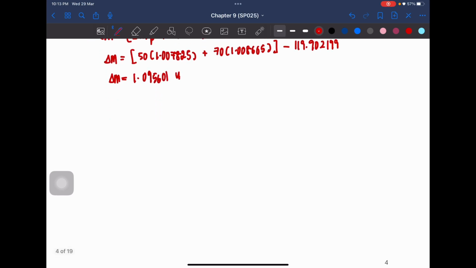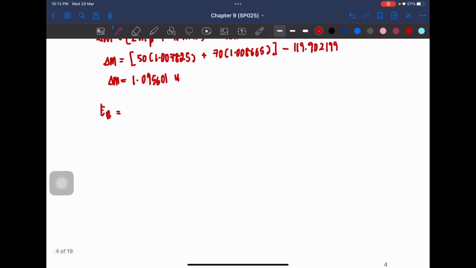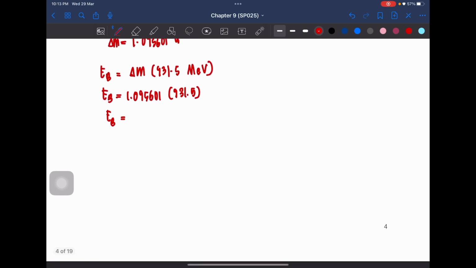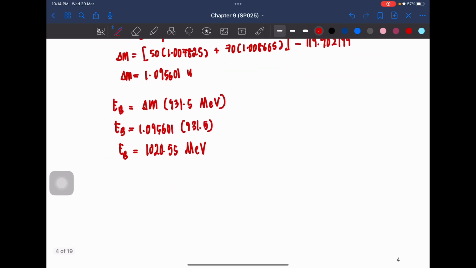So the binding energy, did I mention kamu punya unit apa? Tidak. So it's up to us. So I'm just gonna use mega electron volt. Okay, so this is 1.095601 times 931.5. So you will get the binding energy to be equal to 1020.55 mega electron volt. And then they minta binding energy per nucleon.